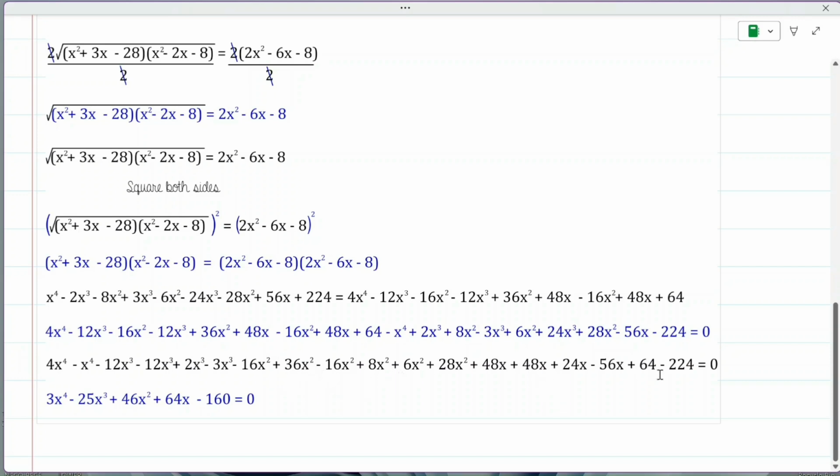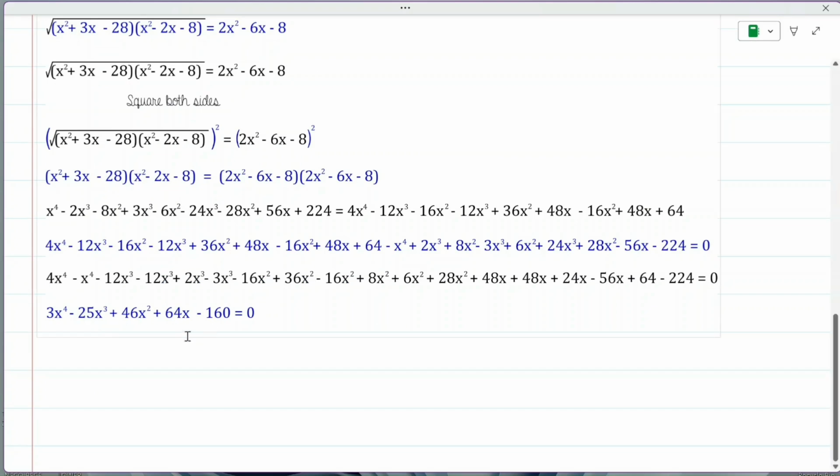So you have this all like this, and at this point you add or subtract. Like in this case, you have 4x raised to the power 4 minus 1x raised to the power 4. It gives you 3x raised to the power 4. You have minus 12x raised to the power 3 plus 2x raised to the power 3 minus 3x raised to the power 3. You work on them and you get minus 25x raised to the power 3. Same as you work with the x raised to the power 2, the x to the power of 1, and then the constant. You get this value. This is now a polynomial to the power of 4.